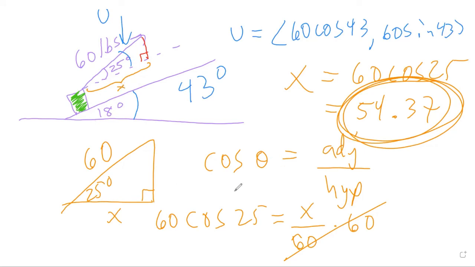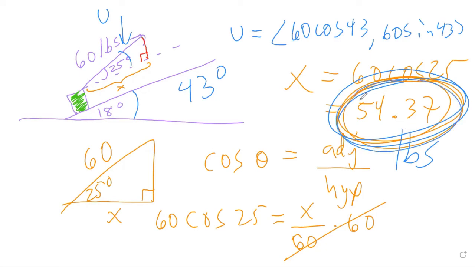So we did basic SOHCAHTOA to get the 54.37 pounds. But again, this here, that's something else, which we didn't need. We really only needed SOHCAHTOA for this problem.